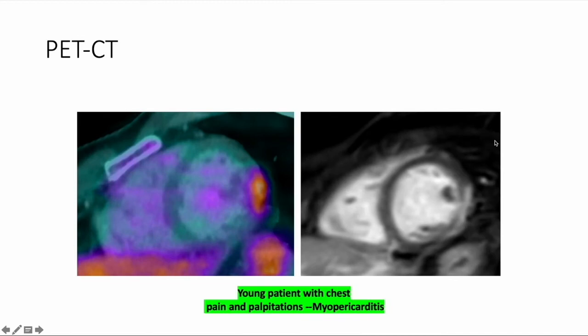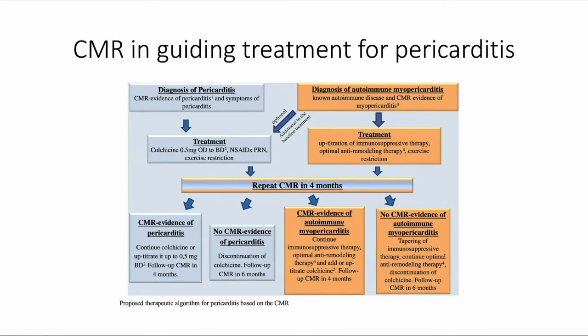So, this patient showed intense FDG uptake in the lateral segment of the LV as well as the pericardium, confirming the diagnosis of myopericarditis. This is a good case which shows how cardiac MRI is helpful in guiding the treatment for a patient of pericarditis. So, the initial diagnosis of pericarditis is established on cardiac MRI. Based on that evidence, treatment is started with anti-inflammatories or disease-modifying drugs in case of autoimmune pericarditis.